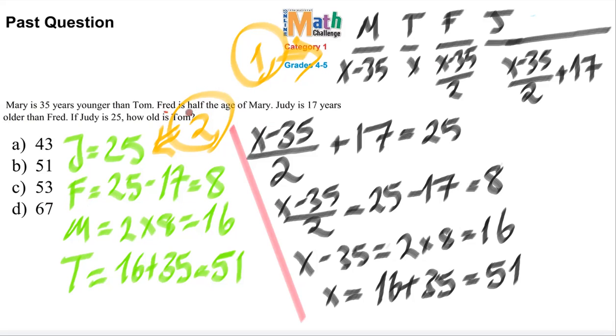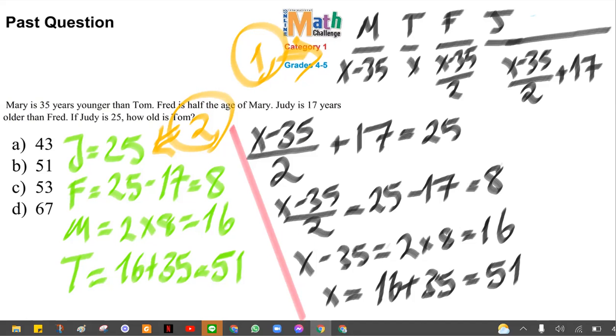After we got Fred, Fred is half of Mary, so Mary is twice Fred. We multiply by 2, 16. Mary is 16. And Mary is 35 years younger than Tom, so Tom is the older guy. If this is Mary, then Tom is 35 years older. And here we got the answer 51.